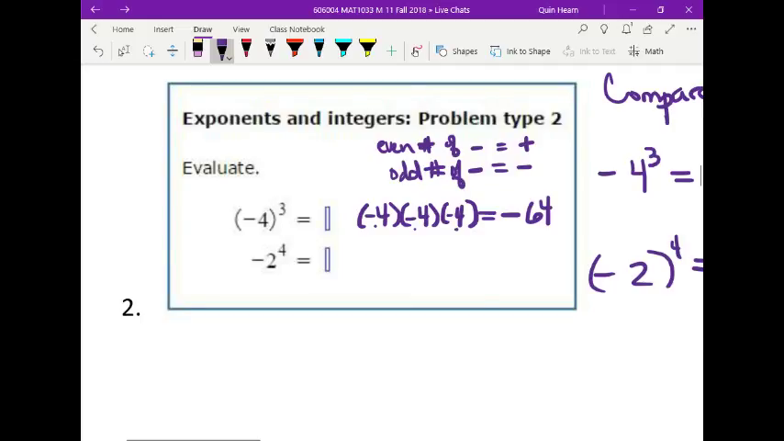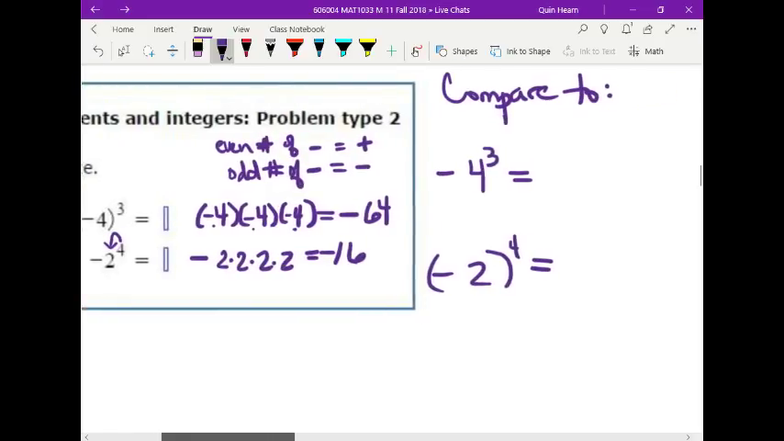Now this is different from this next one where we have a negative that is not being affected by the 4, only the 2 is. So that's the same as negative of 2 times 2 times 2 times 2, right? Or 2 to the fourth, which is 16. So you get negative 16.